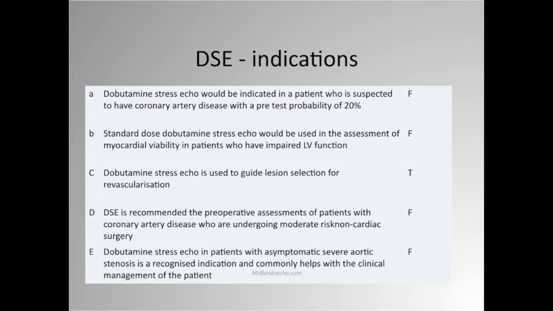Dobutamine stress echo is recommended for the preoperative assessment of patients with coronary disease who are undergoing moderate risk non-cardiac surgery. That's false. It's recommended in patients with coronary disease who are undergoing high risk non-cardiac surgery. Dobutamine stress echo in patients with asymptomatic severe aortic stenosis is a recognised indication and commonly helps the clinical management of the patient. That's false. It's exercise stress testing you would use in asymptomatic severe aortic stenosis, not stress echo.